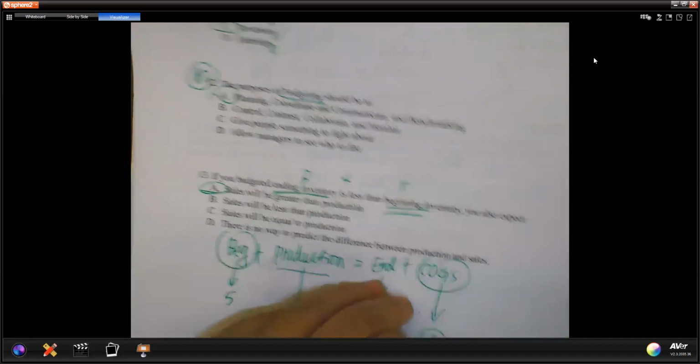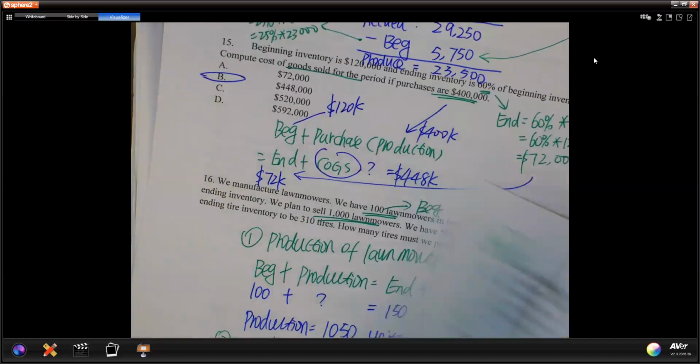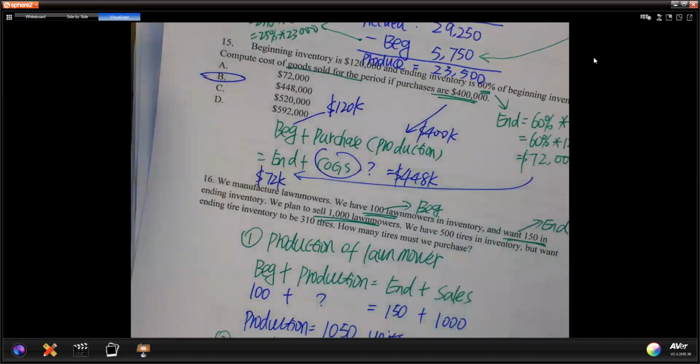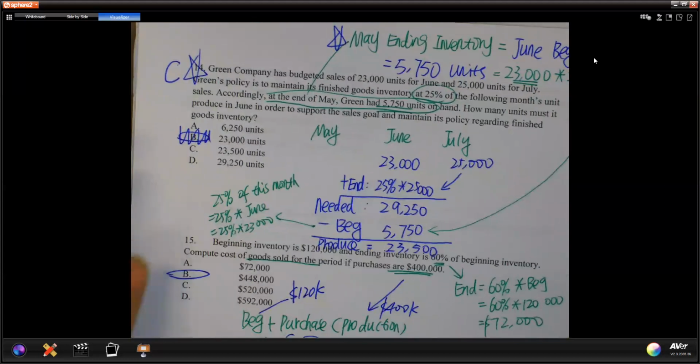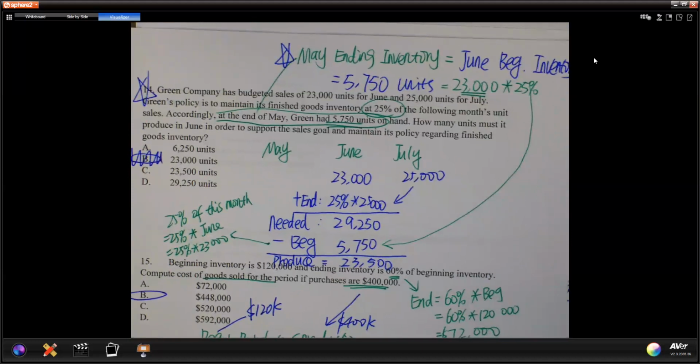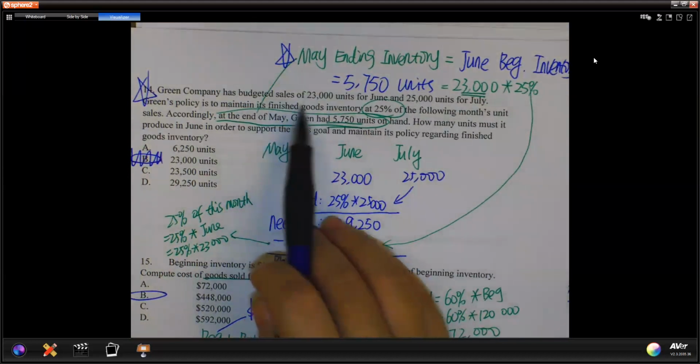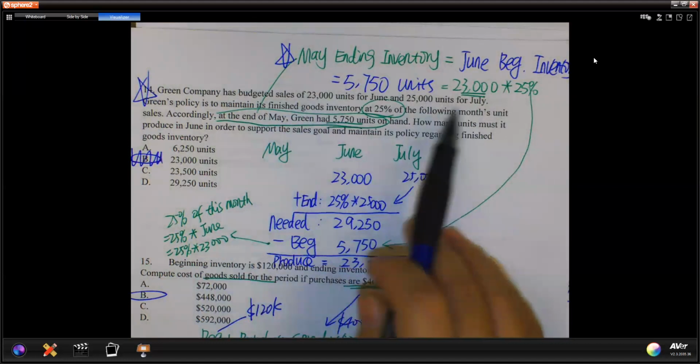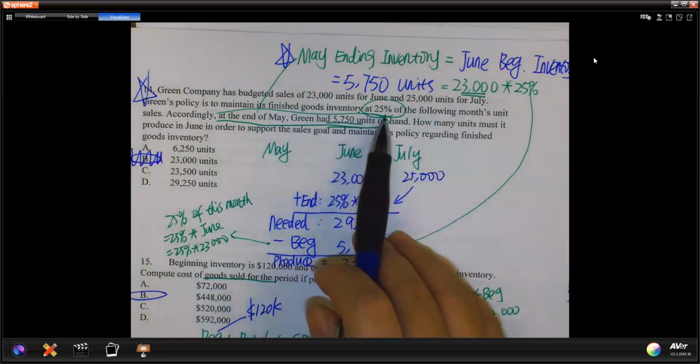Okay, next one, question 14. I'll talk about this one. It's a very good example, so I put my steps there. So you want to have a budgeted sale of 23,000, and then you want ending inventory to be 25% of next month.